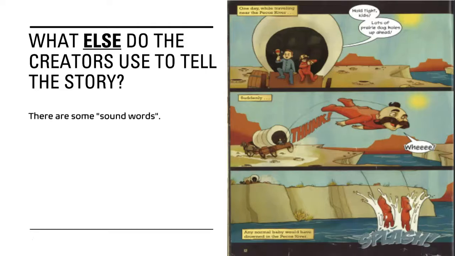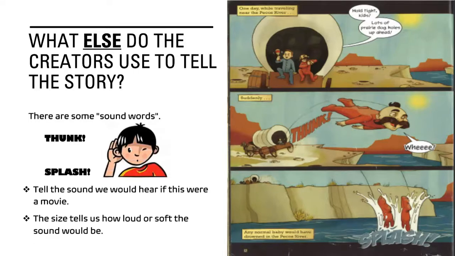There are some sound words. Uh-oh, here we go. Sound words in academic language are called onomatopoeias, which I think is the funnest word to say. But there are some sound words like thunk and splash. And those help us hear what's going on. So words like thunk and splash tell the sound we would hear if this were a movie or TV show, and the size tells us how loud or soft the sound would be.